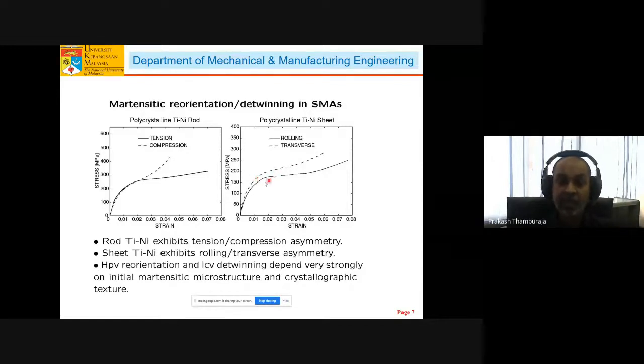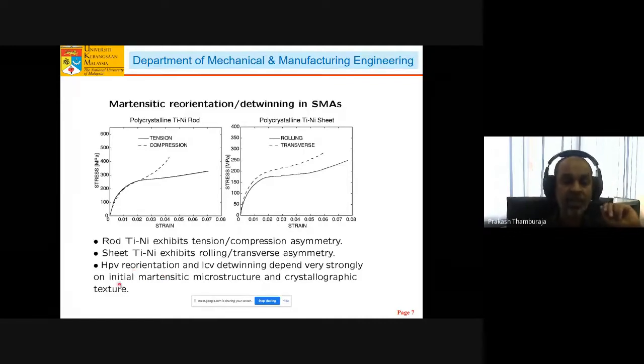Yeah, so you can clearly see again the rolling direction is a bit more ductile and malleable, and you get more of a locking response in the transverse direction. Okay, so clearly it shows a rolling transverse asymmetry. Clearly the reorientation, due to HPV reorientation and LCV detwinning, depends very strongly on two effects.